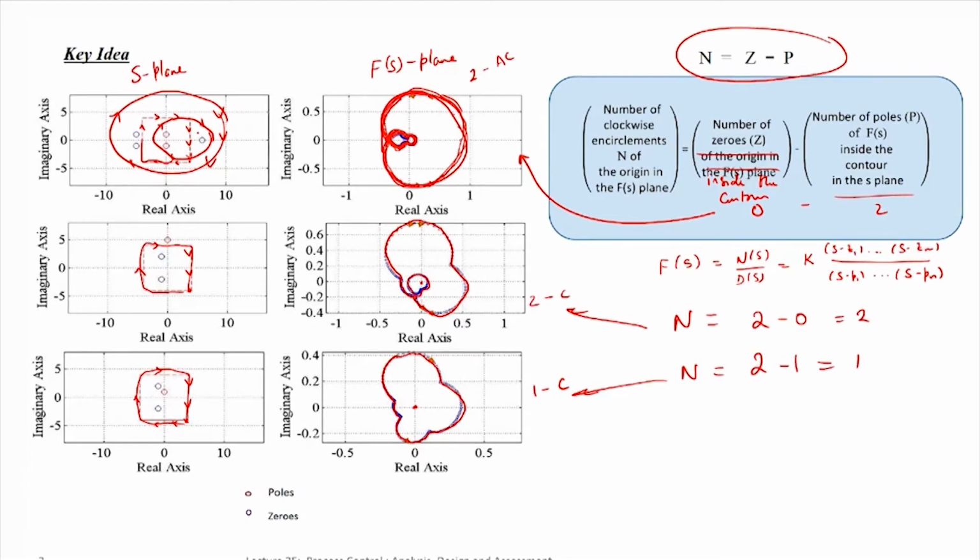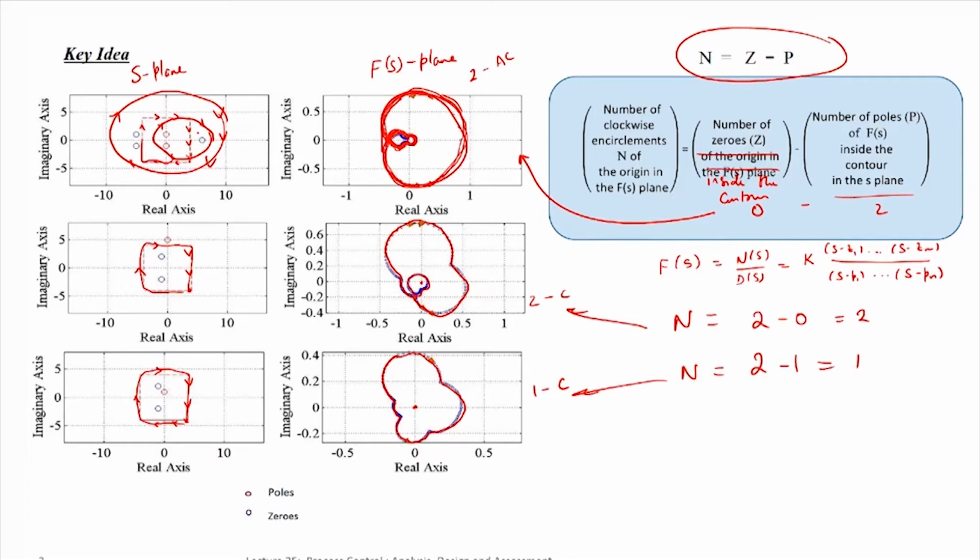So even for the same f of s, the contour in the f of s plane depends on what the contour is in the s plane. All you need to do is look inside this contour and see how many zeros and poles of f of s are inside it. Then, when you plot this closed contour in the f of s plane, the number of clockwise encirclements is simply going to be z minus p. So this is the key result that we have.